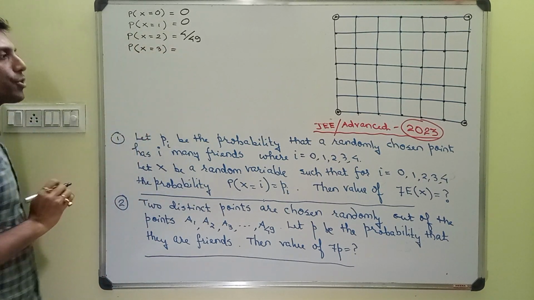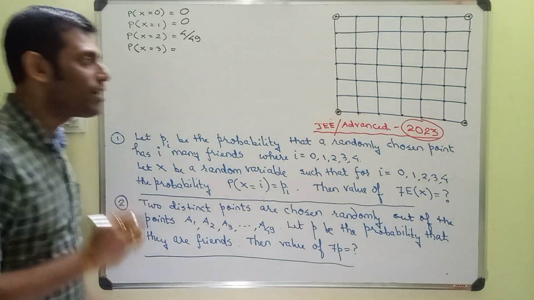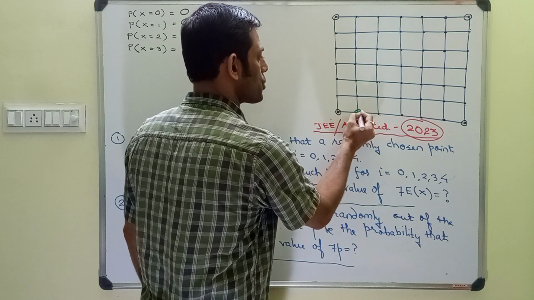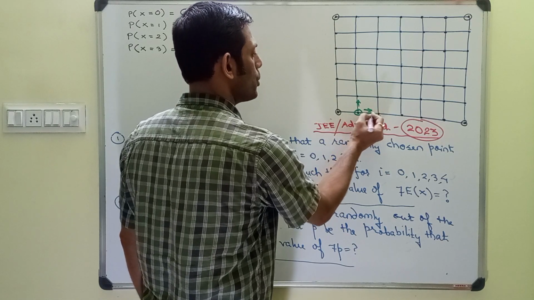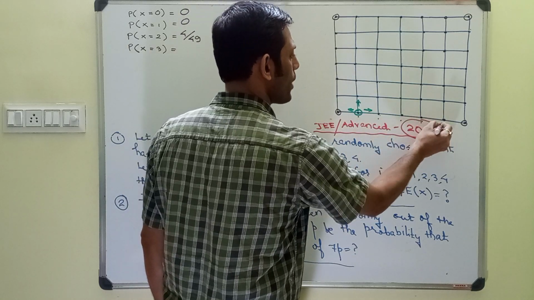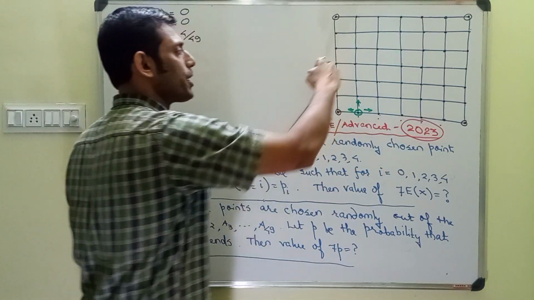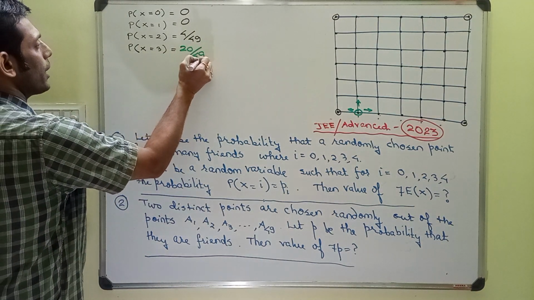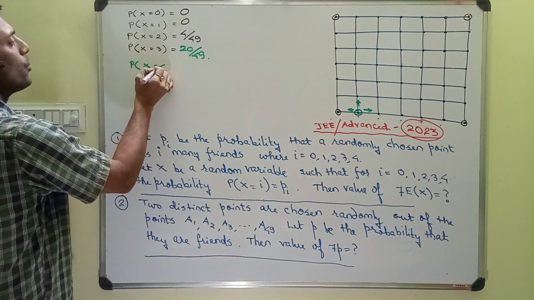Which are the points or persons which have 3 friends? Now observe this. These points have how many friends? 1, 2 and 3. So how many such points? 1, 2, 3, 4, 5. 5 on a side. There are 4 sides. 20. 20 by 49. And P of X equal to 4.